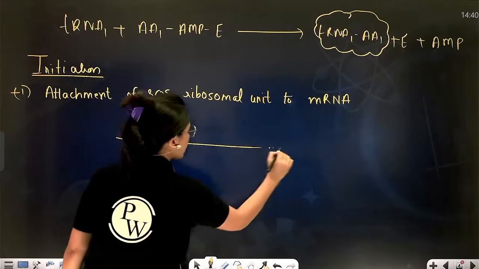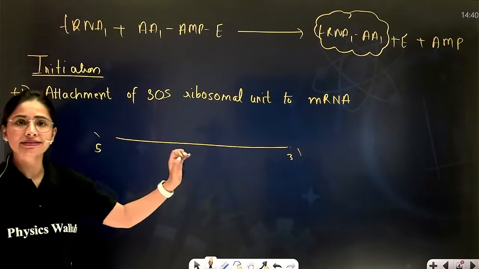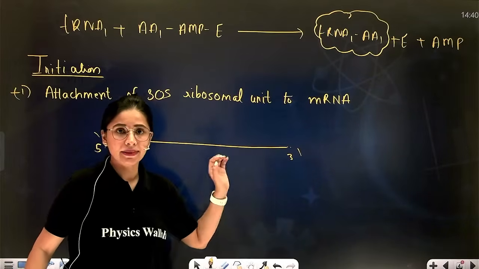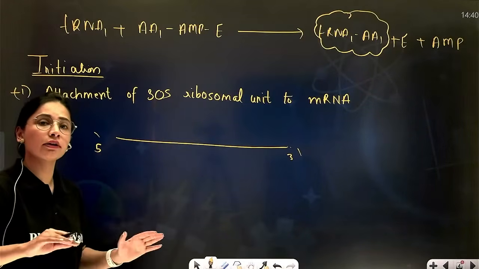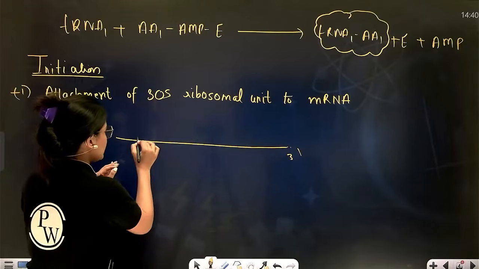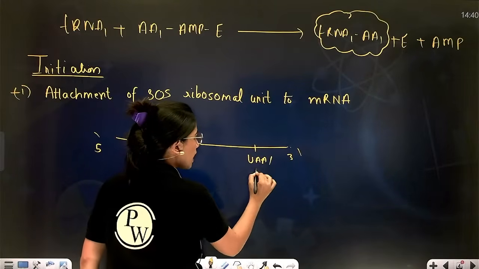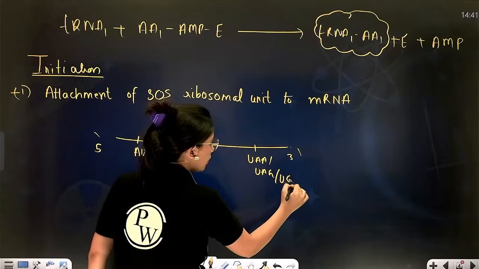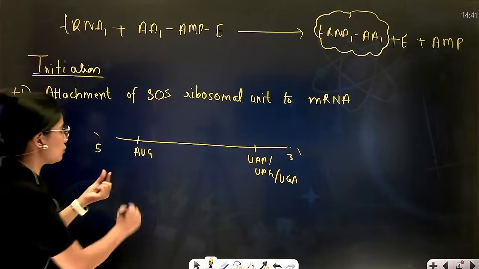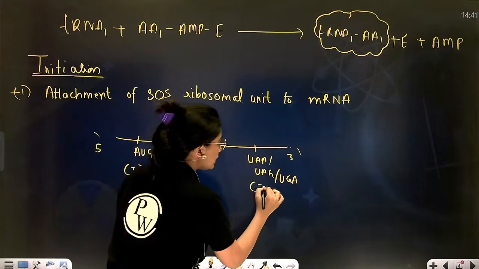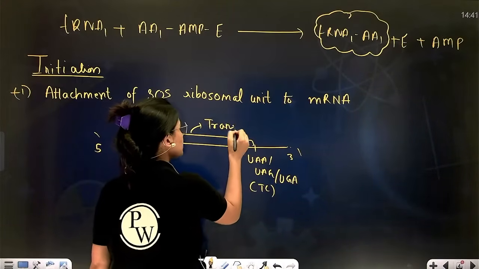Suppose this is mRNA, with polarity 5' to 3'. This mRNA is a chain of a number of nucleotides. Basically mRNA is a polymer of nucleotides. Now the whole mRNA is not going to undergo translation. The initiation codon is AUG and the termination codon can be either UAA, UAG or UGA. The region flanked between the initiation codon and the termination codon, only this much region of mRNA undergoes translation.